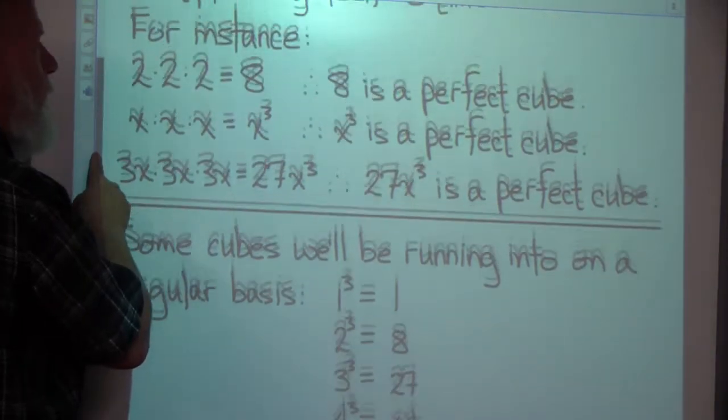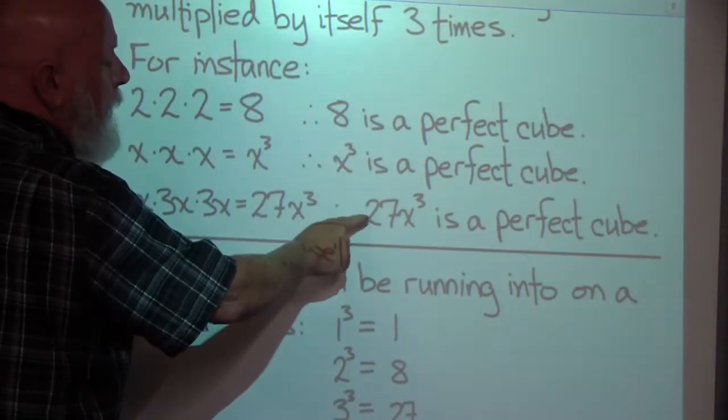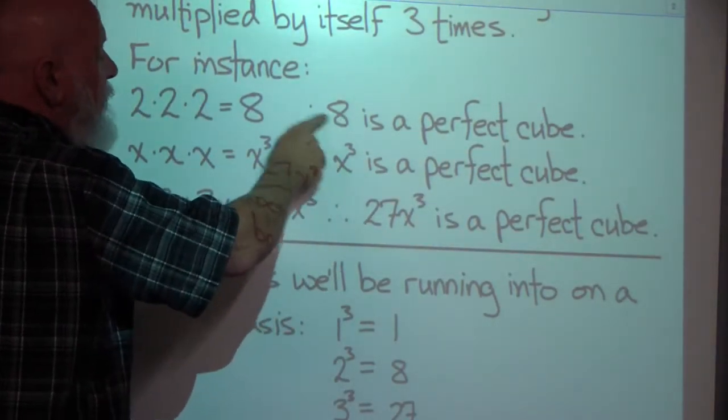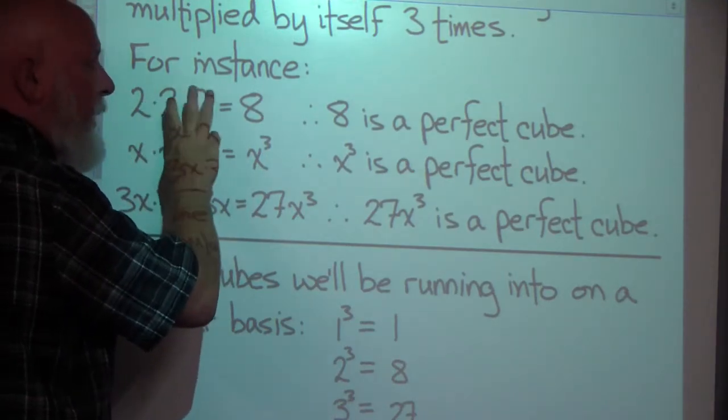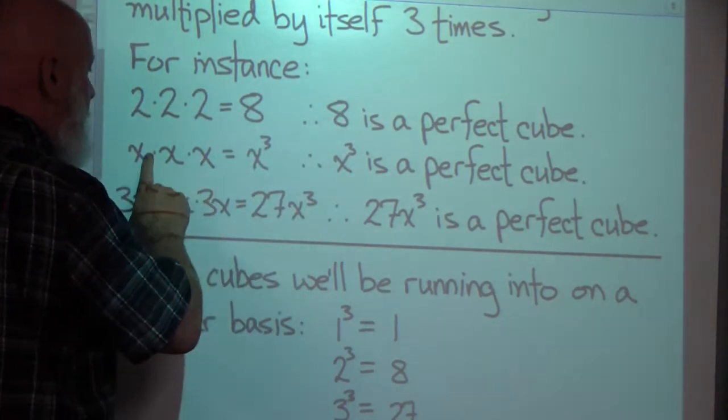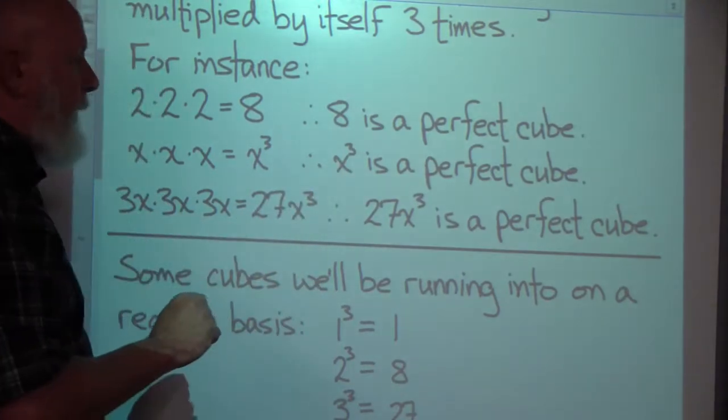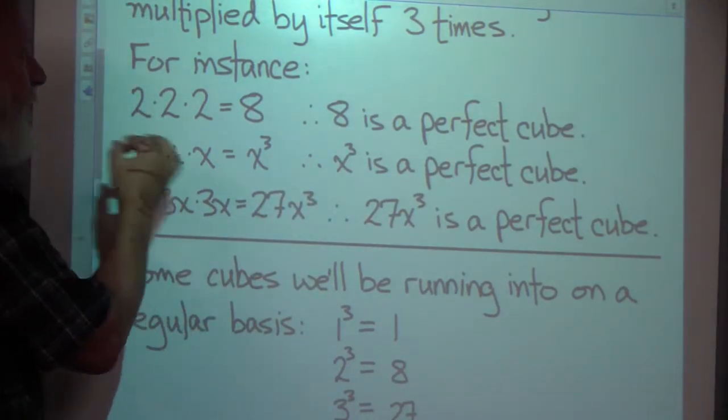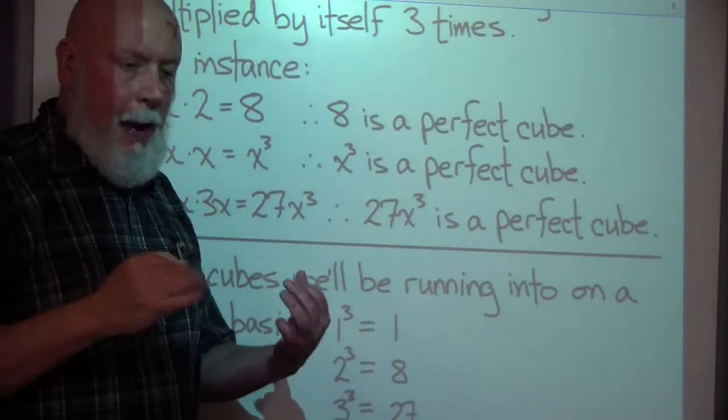So these are perfect cubes, because you can multiply something by itself 3 times to yield them. So that's what we mean by cubes today.